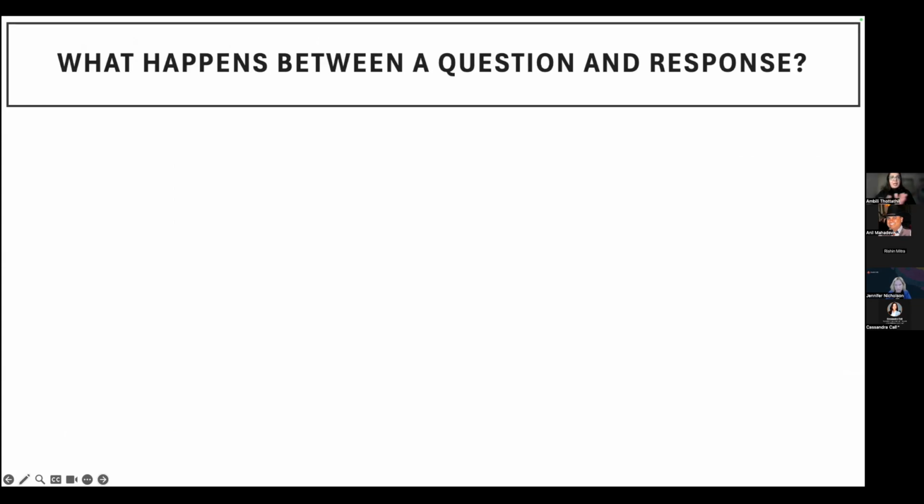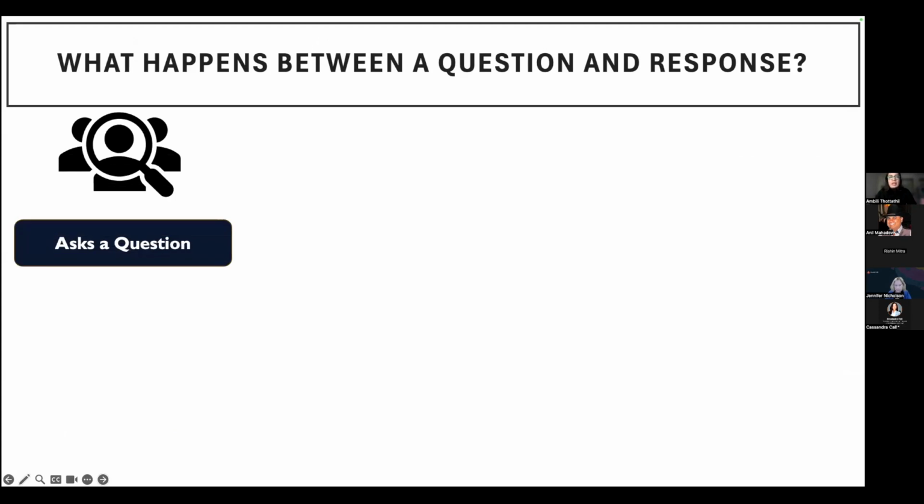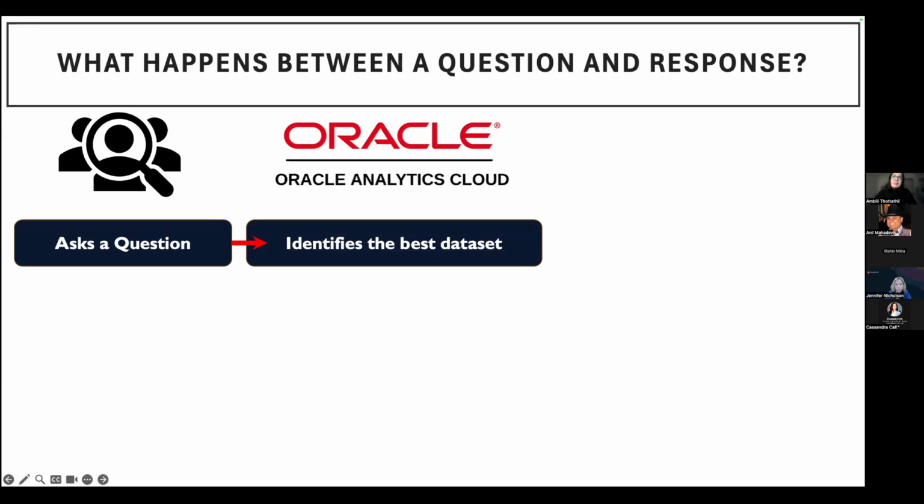So the big question here is what happens between a question and response, which I already gave you a high-level understanding of. Now we are trying to see in a little more detail exactly what the processes involved are. The first step, as we said, is working backwards from the question. The first step is always a user asking a question to the assistant. Once a question is asked, the next process that kicks in is from Oracle Analytics Cloud, which takes charge and identifies the best data set.